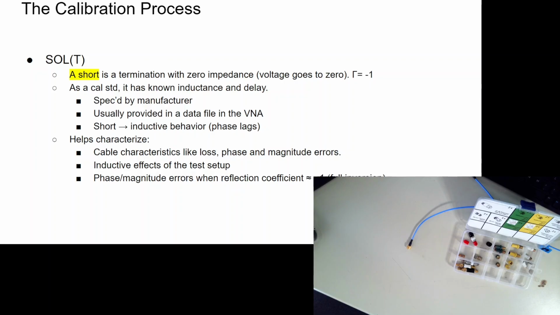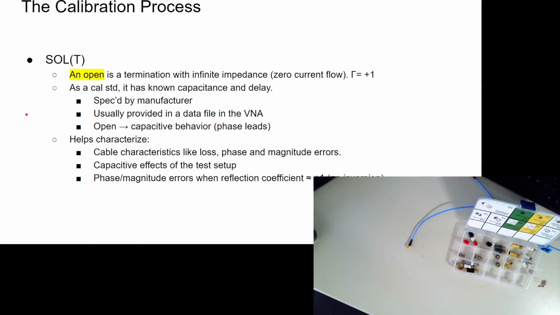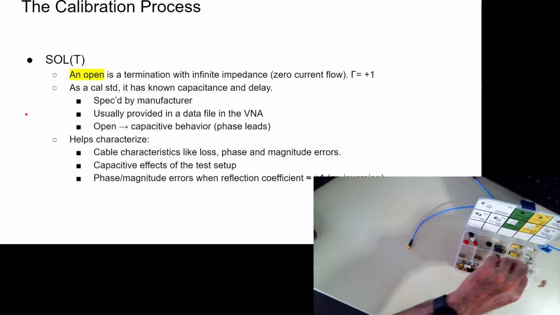This helps us characterize cable losses, including its phase loss, its alpha, its beta, and its magnitude errors. We also can measure the inductive effects on the test setup. And then last but not least, we have phase magnitude errors because of that reflection coefficient being -1. All right, let's move on to the opens.